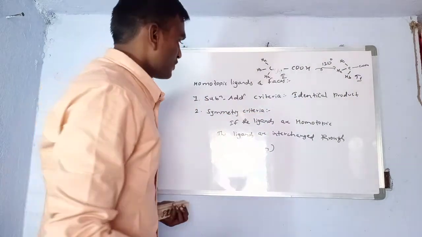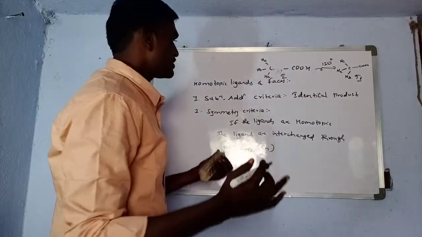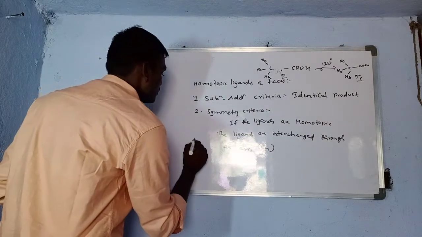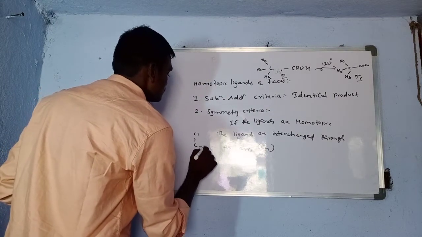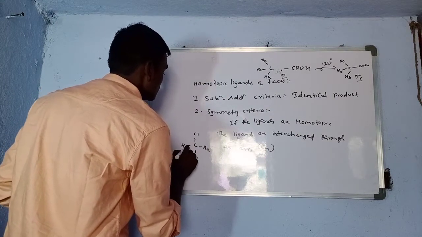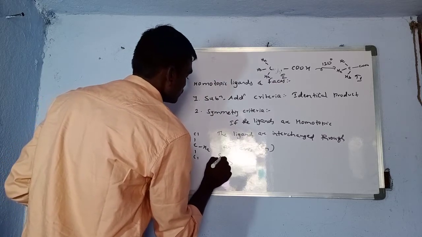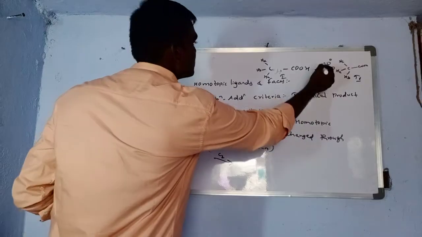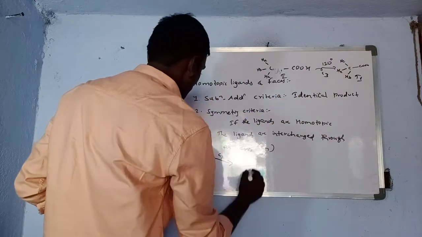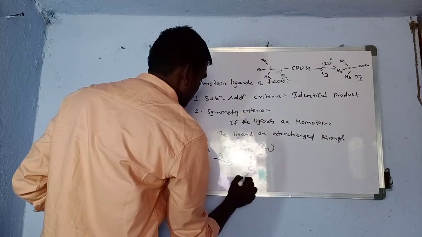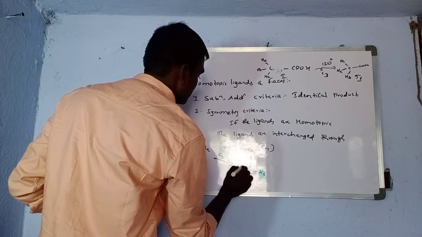In the dichloromethane molecule also, HA and HB, if you rotate the molecule by 180 degrees, that is the C2 axis of symmetry, it will be HB and HA.